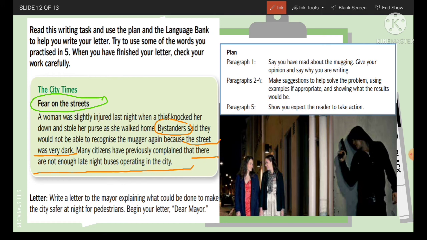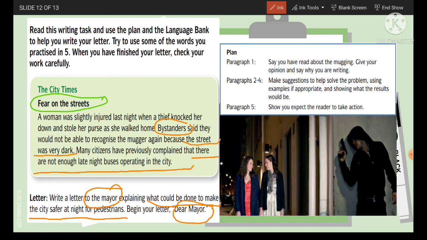So what you have to do is write a letter to the mayor explaining what could be done to make the city safer at night for pedestrians. So this is the letter, dear to this person. What could be done to make the city safer at night for pedestrian? Pedestrian means pejalan kaki. So you have to begin your letter with dear mayor. So now this is the plan.